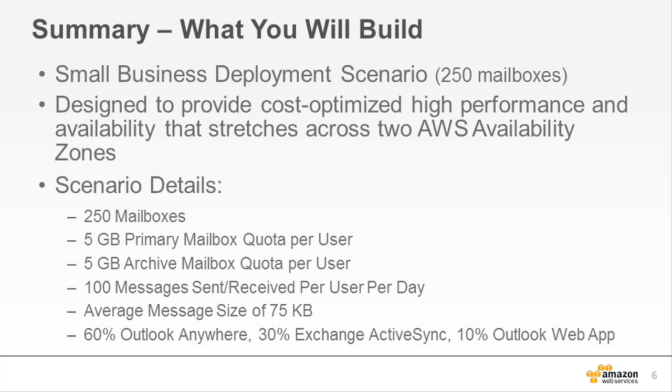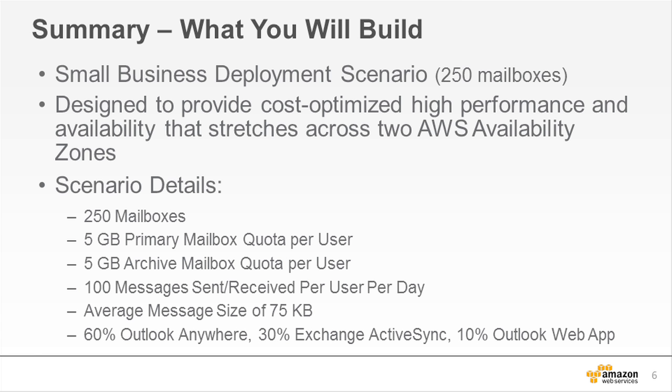The white paper is designed to give you, in the sample deployment, a summary of a small business scenario. So we use the small business scenario throughout, the scenario being defined as a 250 mailbox deployment, designed to provide cost-optimized high performance and availability, stretched across 2 AWS availability zones. Some assumptions we made for the sizing of that deployment were a 5 gigabyte primary mailbox quota, 5 gigabyte archive, about 100 messages sent and received per user per day, and an average message size of 75 kilobytes.